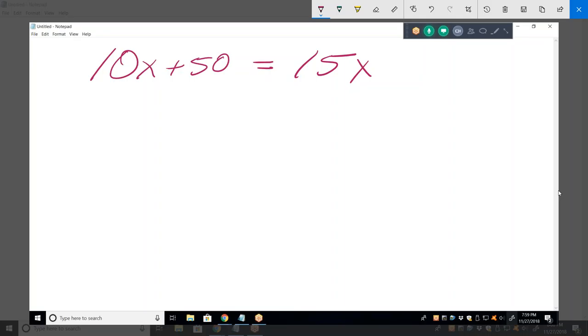The way to do it is you put all your variables on one side, all your numbers on another. Which side are we going to put the variables on? Well, we're going to put the variables on the side with 10x. So we're going to subtract 50x. No. Here's the reason why. If we do that, we're going to have a negative number in front of the x. We don't like negative numbers. We like positive numbers.